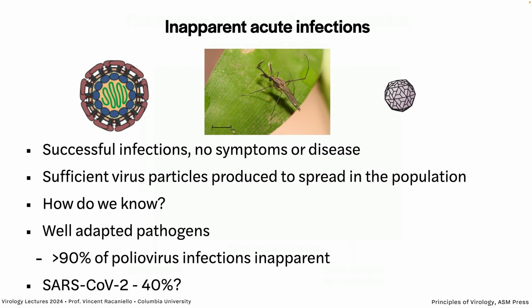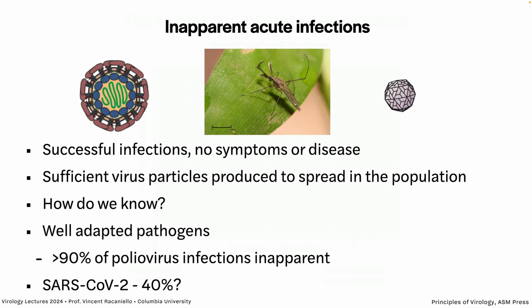Now, how do we know this? Well, we do serological surveys, and we see that many people have antibodies to a given virus, but they don't remember ever being infected because they have no symptoms. Examples are poliovirus, where over 90% of infections are inapparent. They have no symptoms associated with them. SARS-CoV-2 is another one. Maybe 20% of infections, depending on the study, maybe slightly more, are inapparent. In other words, no symptoms.